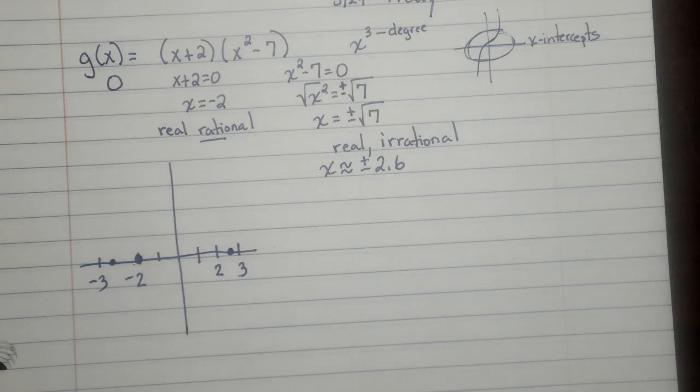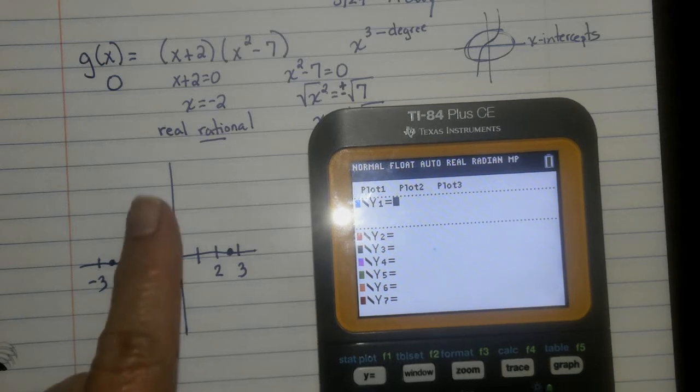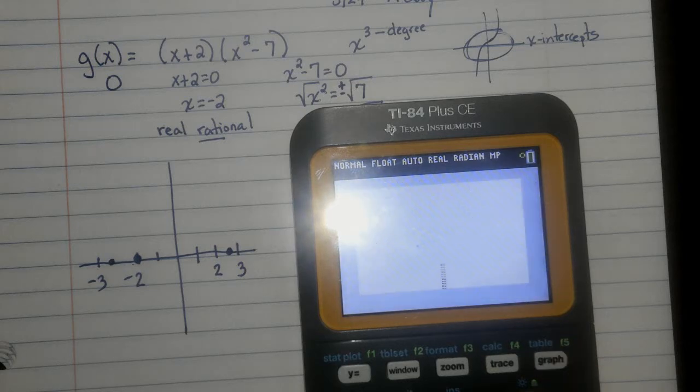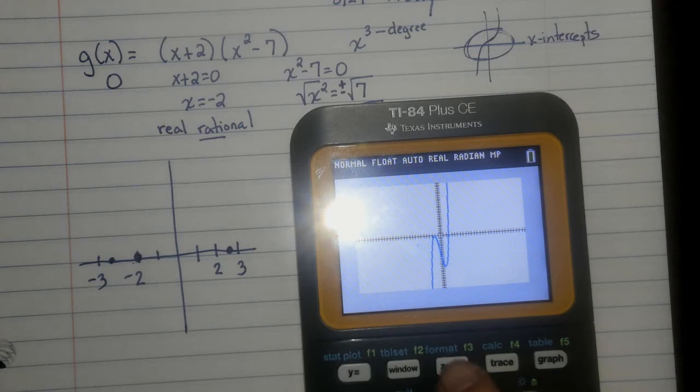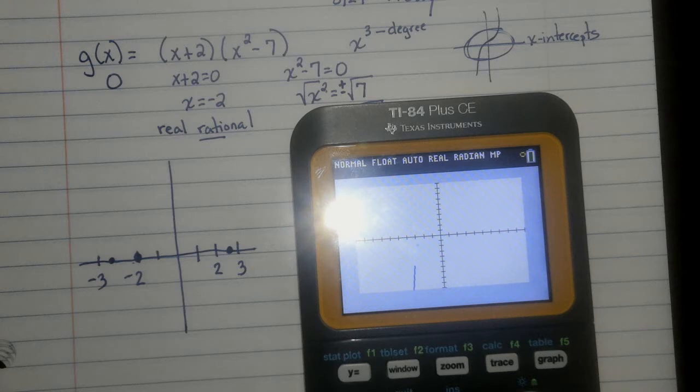So let's go to y equals on our calculator and clear out whatever's there from the other class. And let's type this in factored form, parentheses x plus 2, and then parentheses x squared minus 7. And let's graph that. Now your window might be changed like mine from last period, so I'm going to go to zoom, down to standard, so that I can see things a little bit better.